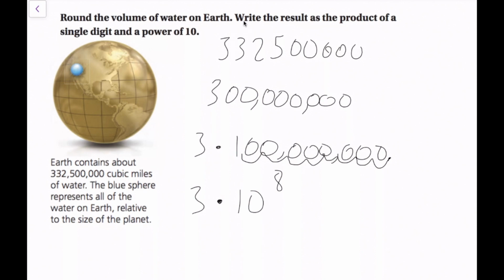And now it says round the volume of water on Earth, write the result as the product of a single digit and a power of 10. Well, all we have to do is put our unit here. So this is about 3 times 10 to the 8th power cubic miles. And we are done here.